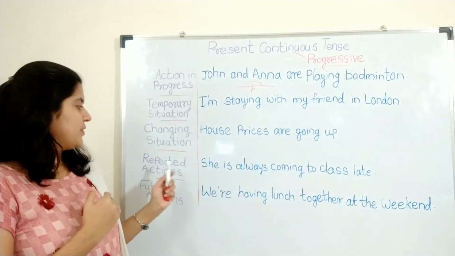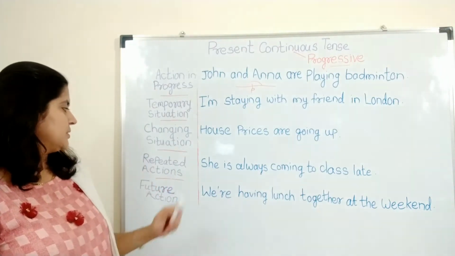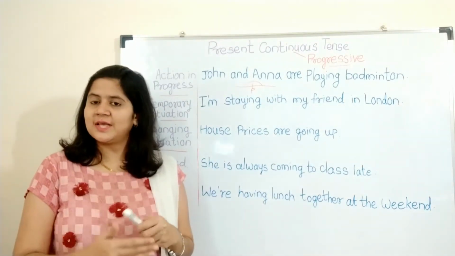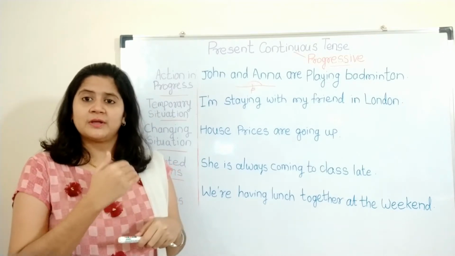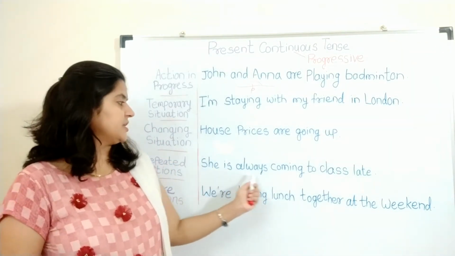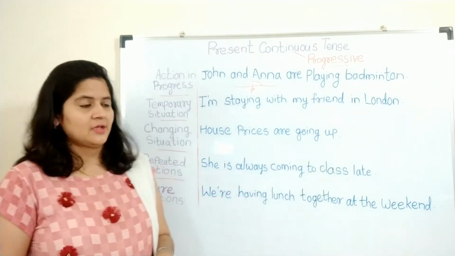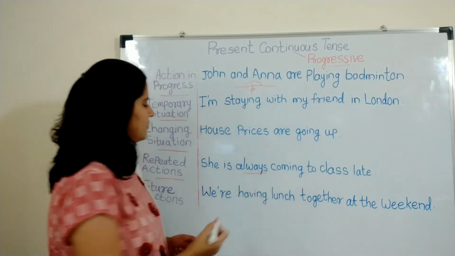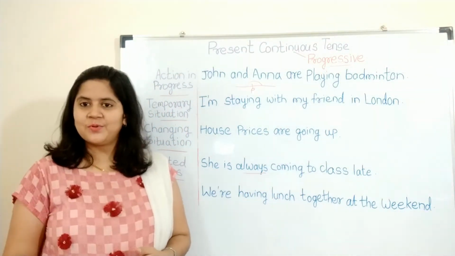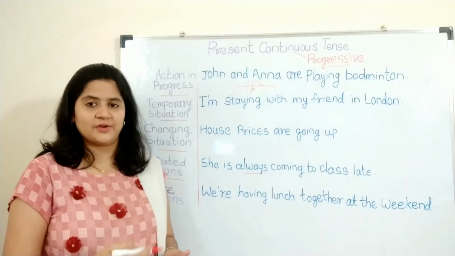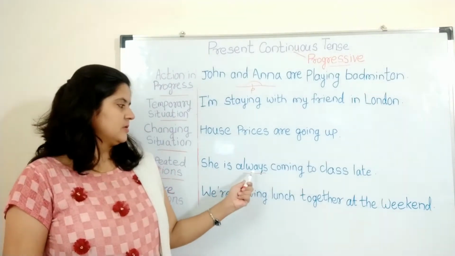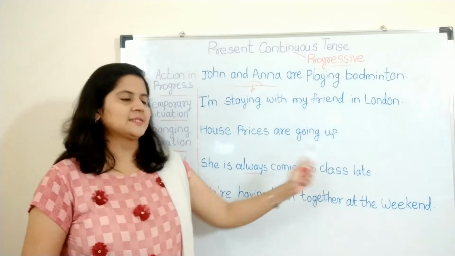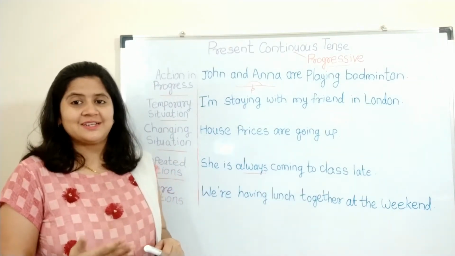Then we use present continuous tense to show repeated actions, which are sometimes annoying, sometimes showing irritating situations. For example, she is always coming to class late. Okay, here the word always we also use in simple present tense to show the frequency adverb. But here we use it to show the negative impact. She is always coming to class late. It is something irritating.